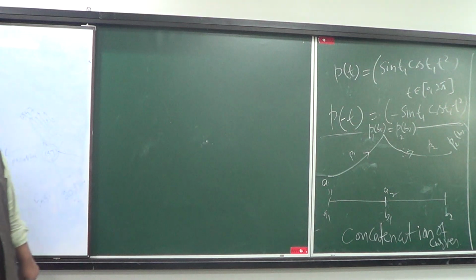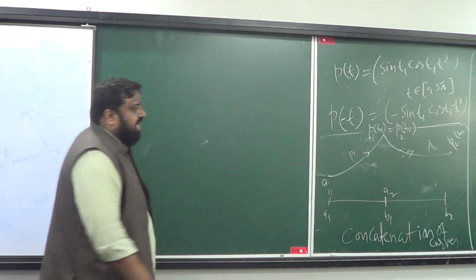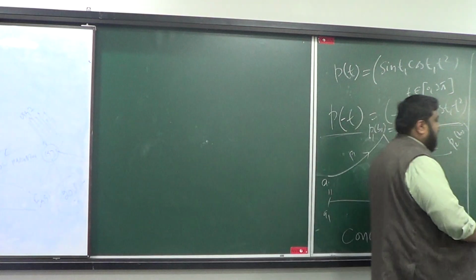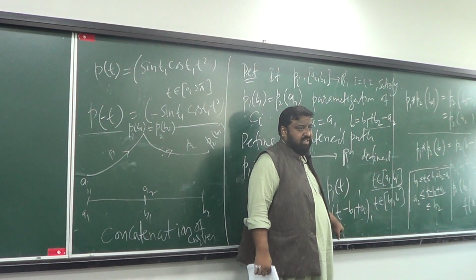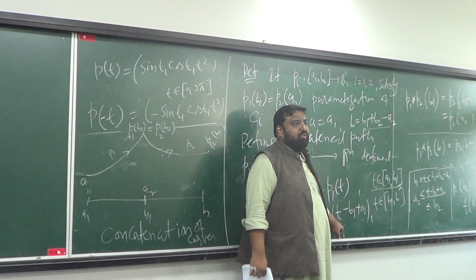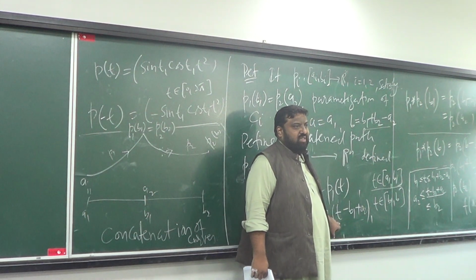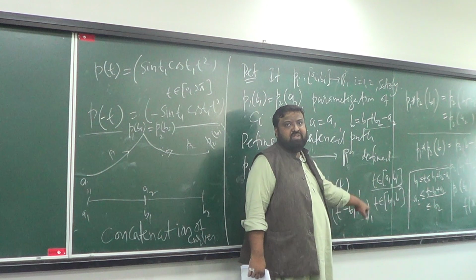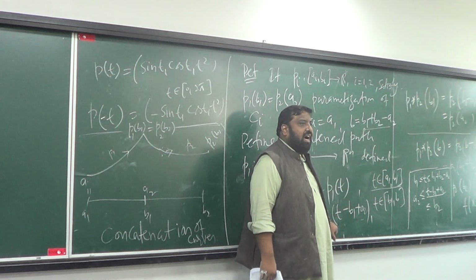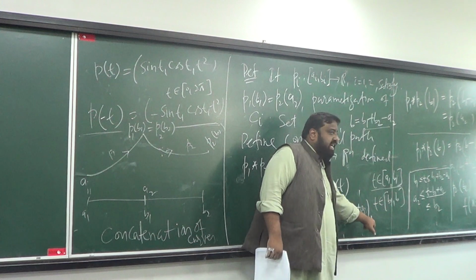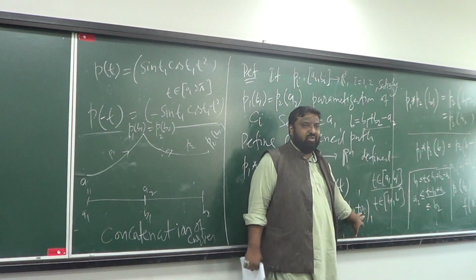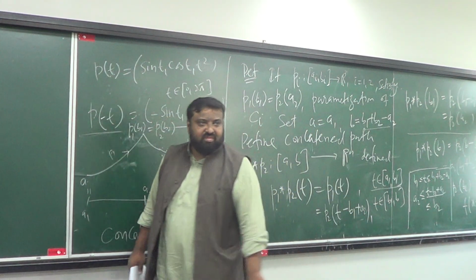So you should convince yourself why you should have this expression here. Because if you don't have this expression and you just substitute any t between b1 and b, then the outputs may be outside of the domain of p2. So subtracting b1 and adding a2 is like making sure that you are in the domain of p2.